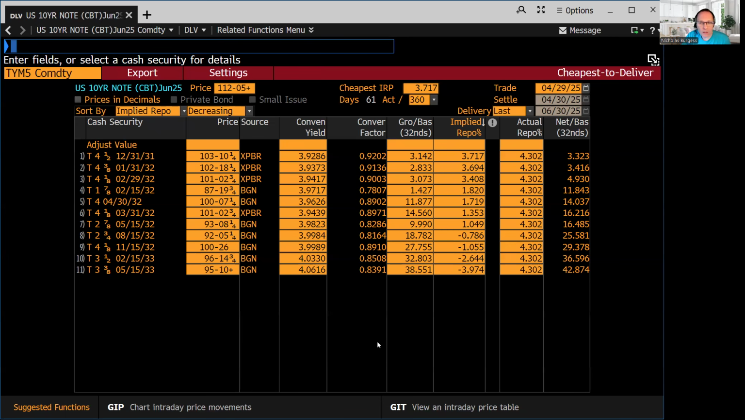Now, we go into this DLV page to look at the cheapest to deliver. Why are we doing that? The way the bonds work is that there will be a basket of bonds that are loosely representing the 10-year Treasury bond. One of those bonds is going to be delivered to you at the maturity of the futures contract, and the seller of the futures contract gets to decide which bond to deliver, and they always deliver the cheapest. Hence it's called the cheapest to deliver page, or the delivery page. It's trying to give you the information about which bond is the cheapest to deliver.